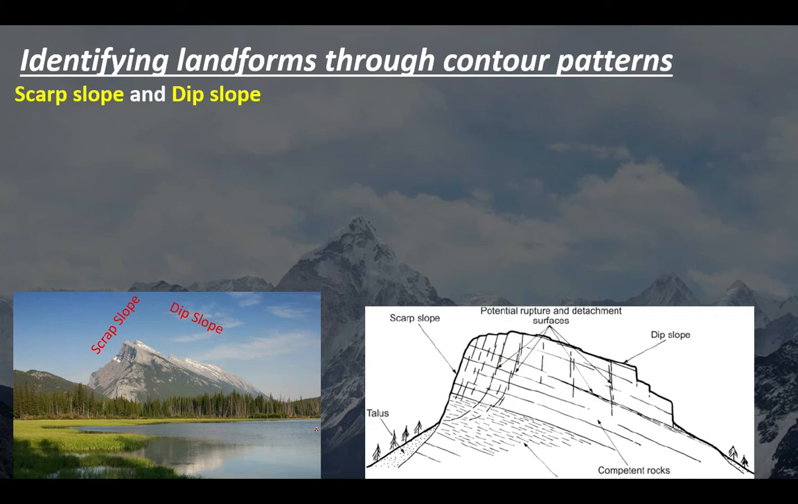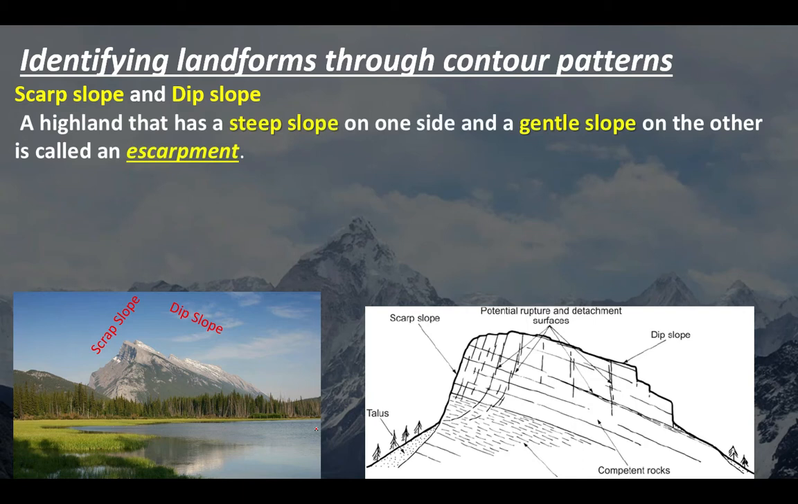Next part is scarp slope and dip slope. A highland that has a steep slope on one side and a gentle slope on the other side is called an escarpment. What is an escarpment? That is the mountain which has the scarp slope and dip slope.